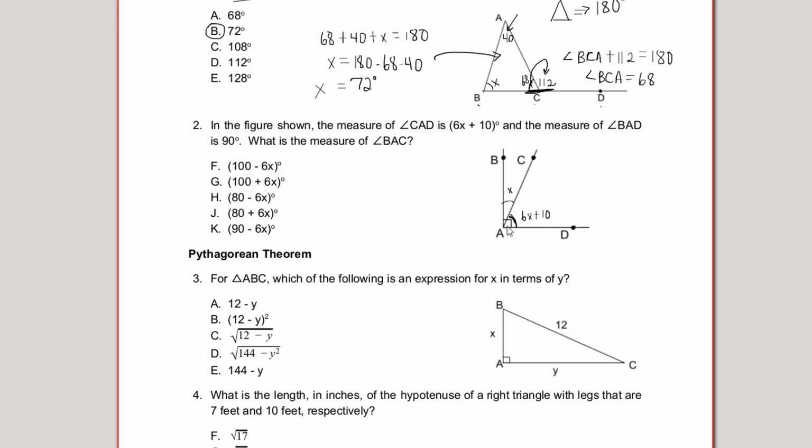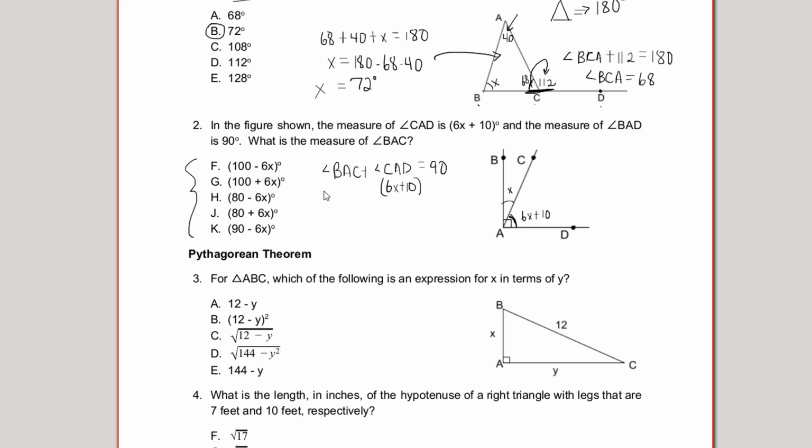Well, this now is a complementary angle relationship. We know that these 2 angles, angle BAC plus angle CAD, add up to 90 degrees. And we know that angle CAD is equal to 6x plus 10. And don't let this 6x, the x, the variable in there, bother you, because notice in the answer choices we have the variable x. So that's okay.